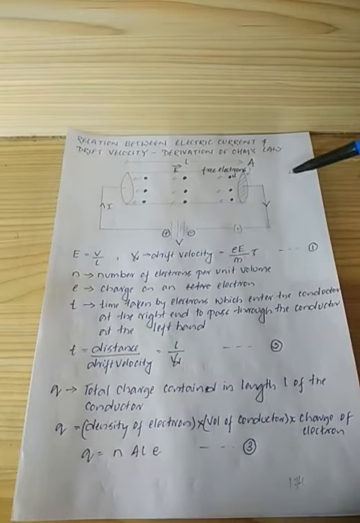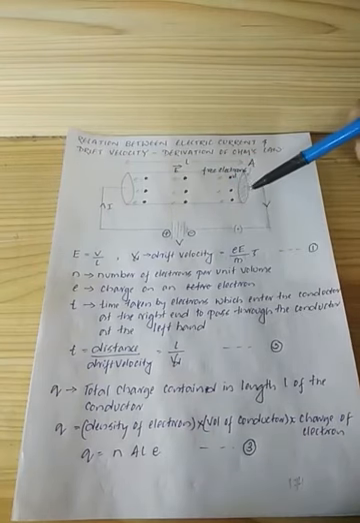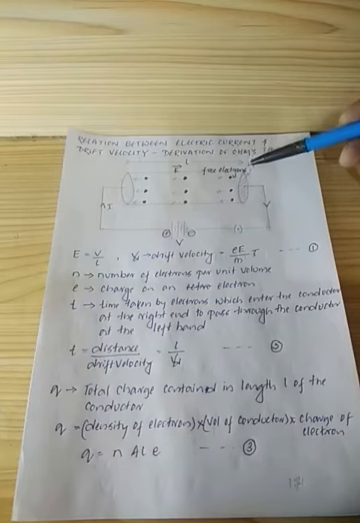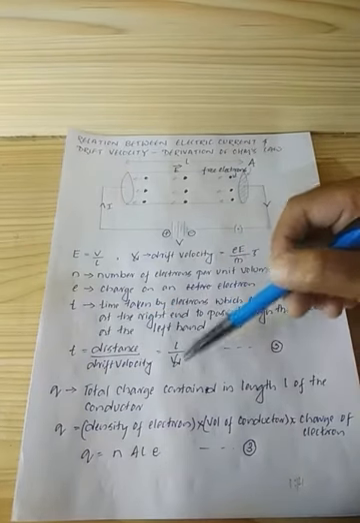T is the time taken by the electrons which enter the conductor at the right end to pass through the conductor to the left end. That is, T is the time taken by the electrons to travel from this end of the conductor to that end. Obviously, time equals distance divided by drift velocity. So T is equal to L divided by Vd.